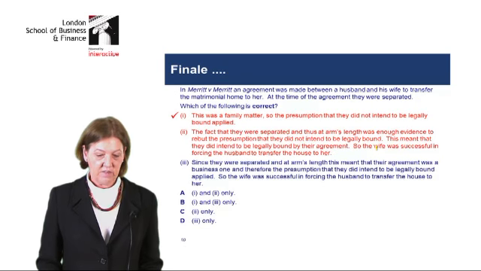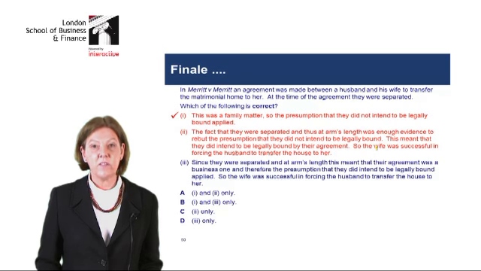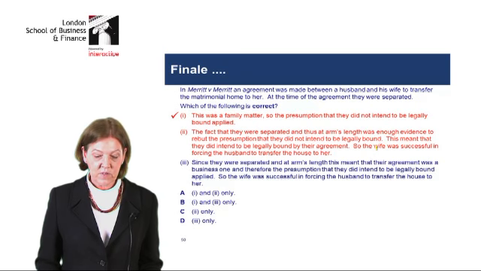Considering little 2, the fact that they were separated, and thus at arm's length, was enough evidence to rebut the presumption that they did not intend to be legally bound. That meant that they did intend to be legally bound by the agreement. So the wife was successful in forcing the husband to transfer the house to her. Yes, that is correct.